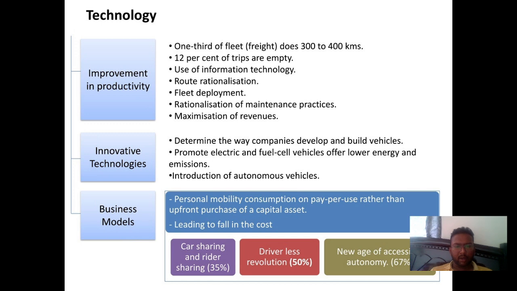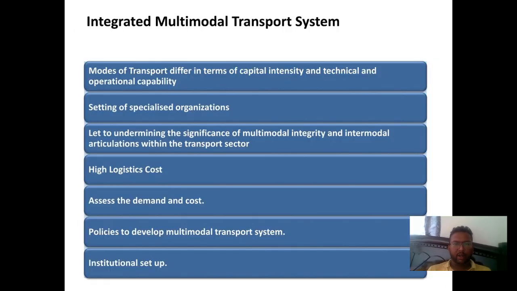Innovative technologies determine the way companies develop and build vehicles, promote electric and fuel cell vehicles, and offer low energy and emissions. Introduction of autonomous vehicles and new business models: personal mobility consumed on a pay per use basis rather than upfront purchase of a capital asset, leading to a fall in cost. Car sharing and ride sharing is 35%, driverless revolution is 50%, and new age accessible autonomy is 67%.